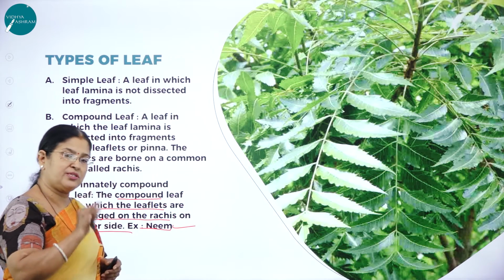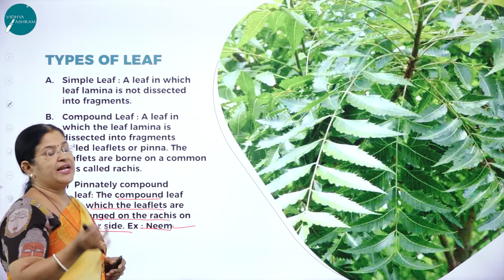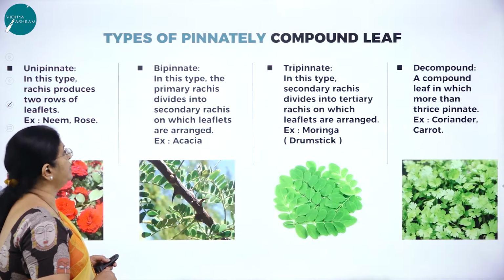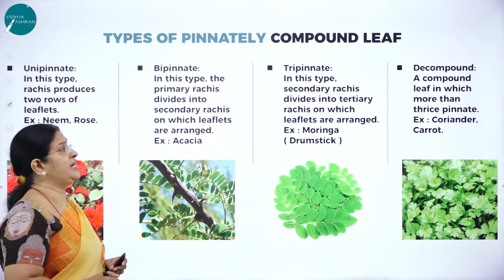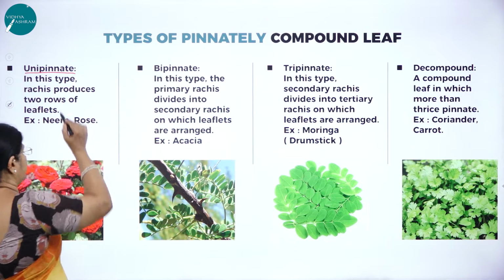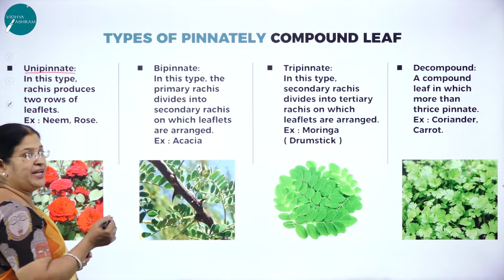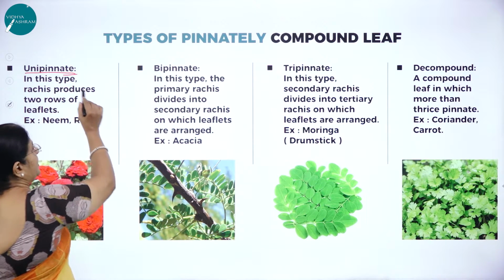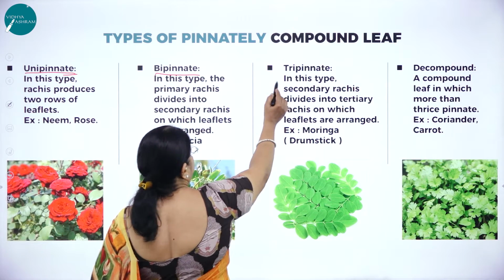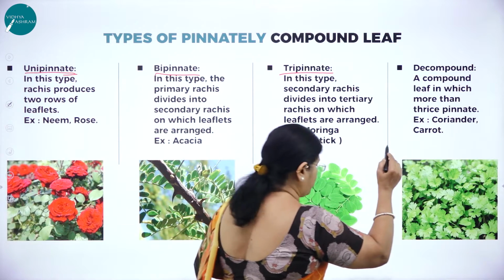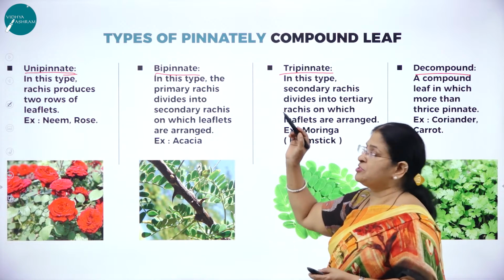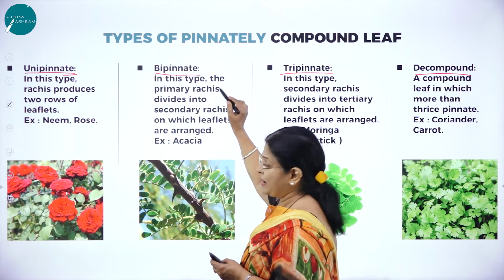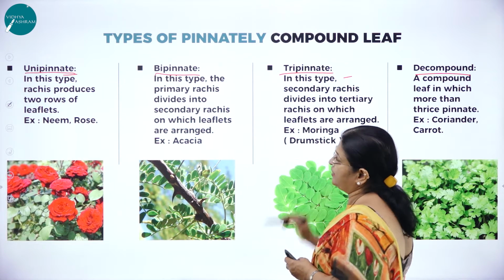Hope you have understood what is simple leaf, what is compound leaf. Again, compound leaf has been broadly classified into pinnately compound and palmately compound. Let us move on to the types of pinnately compound leaf. Based on the number of leaflets, we use the words unipinnate, bipinnate and tripinnate. Moving on to the next, called decompound. What are the types here? Unipinnate, bipinnate and tripinnate. What is the difference?